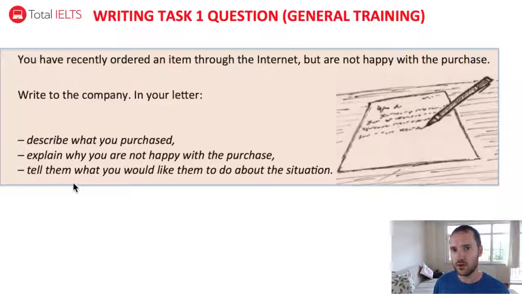Now, if you look at how this letter is going to be organized, you're going to start by opening the letter, and you are then going to give your purpose, why you are writing the letter, and then it's going to be followed by 3 separate paragraphs. And those 3 separate paragraphs resemble these 3 different items of information. Okay, so that is writing task 1 for both the academic and the general training versions of the test.